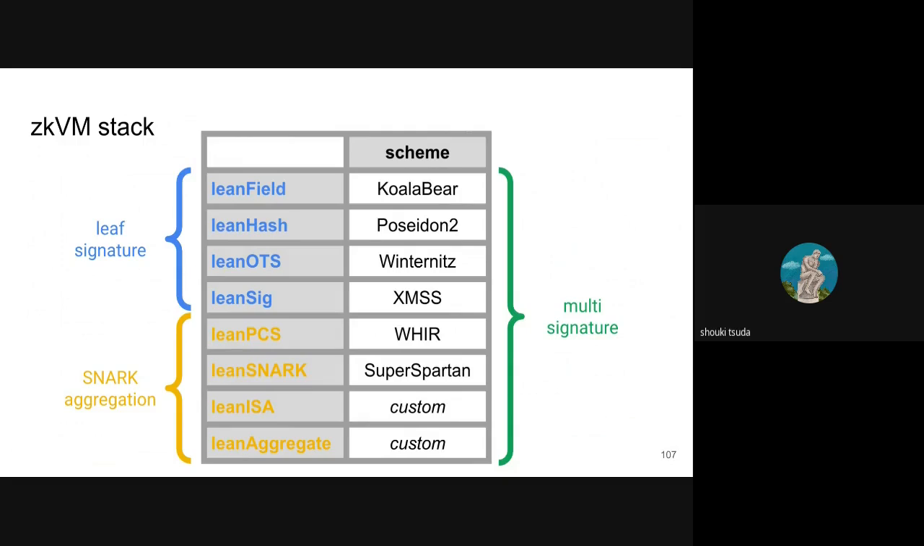I think the problem of hash-based signatures is that they put a limit on the ZK scheme. Yes, the performance of the zkVM depends on the hash function, right? Okay. Any other questions?